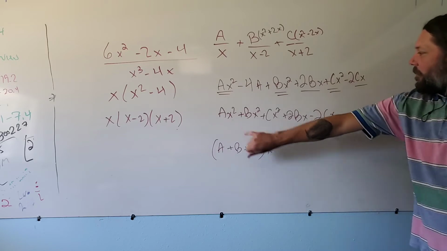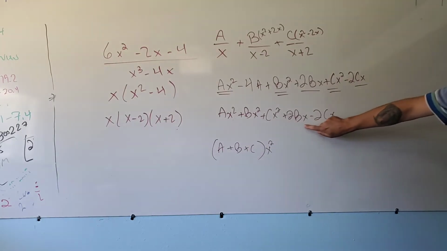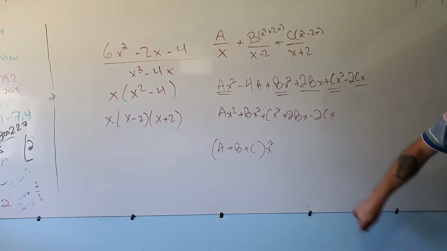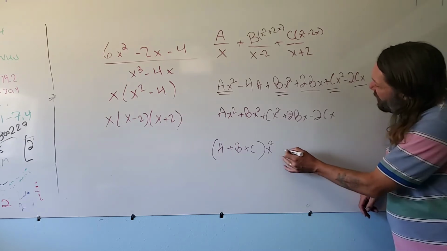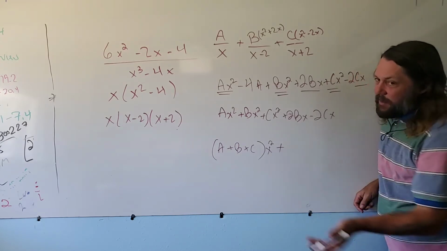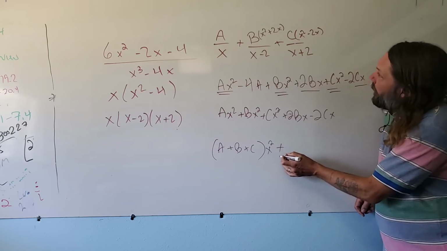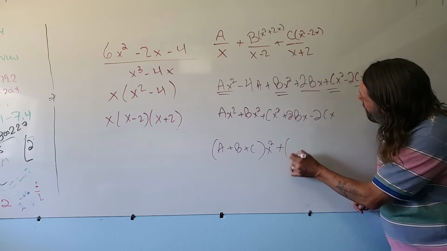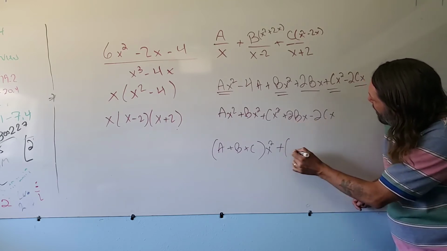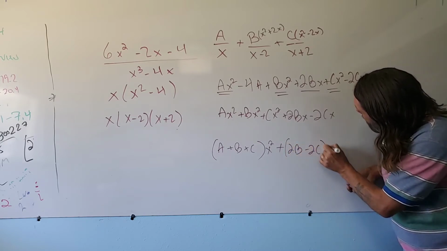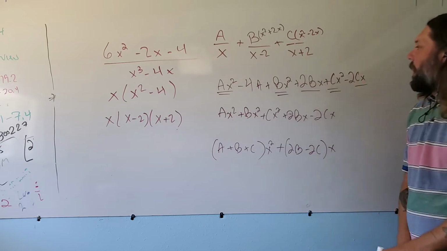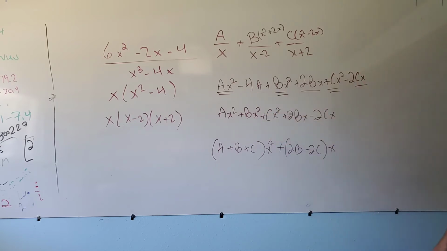And just like I did over here, I'm going to take out what these guys both have in common. They both have in common an x. I can take out the 2, but let's just take out the x. That might make a little bit of an issue down the road. So now I have 2b minus 2c, and they're still multiplied by x. And my last is minus 4a.